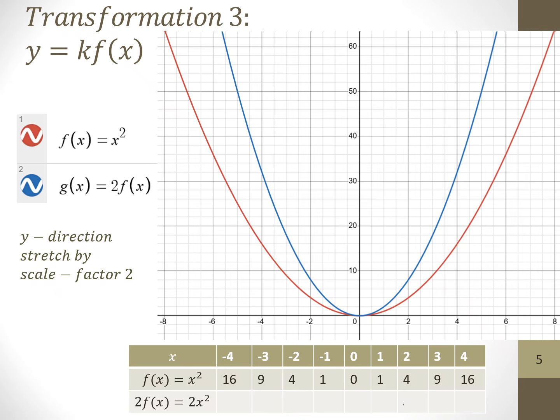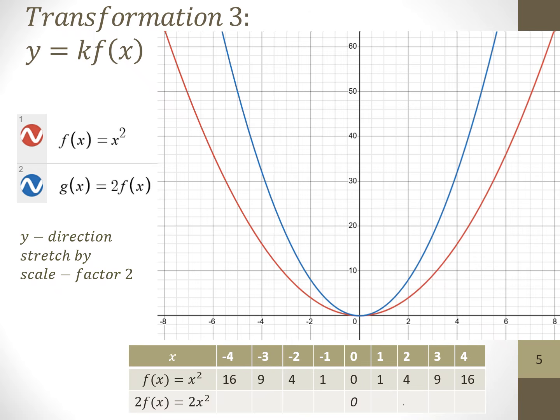So if we look at a few specific points, the origin (0, 0) stays at (0, 0). It's the only invariant point, where we previously had the coordinates (1, 1) and (-1, 1) on the red graph.